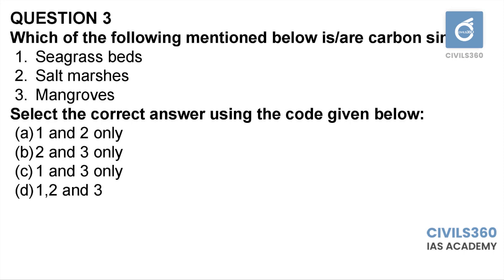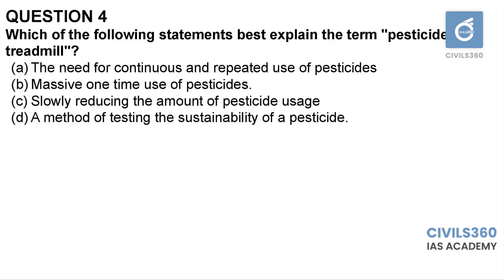So these given options, seagrass beds, salt marshes and mangroves, they all amount to rich carbon sinks. Therefore the answer is D, 1, 2 and 3. So next question, question number 4. Which of the following statements best explains the term pesticide treadmill?